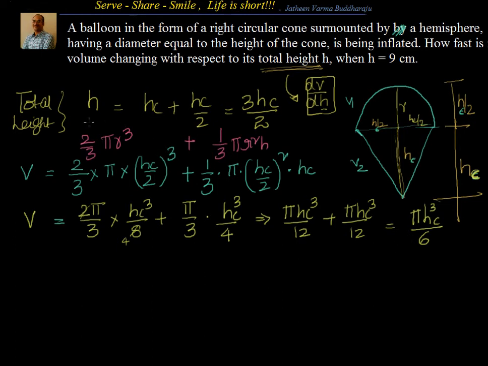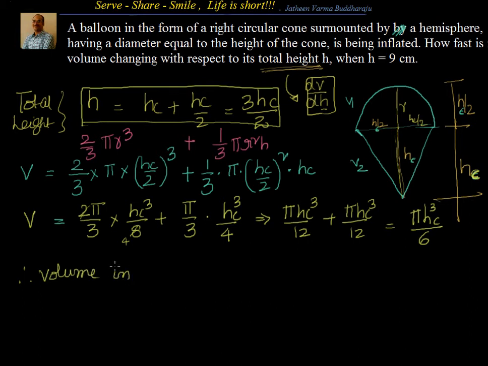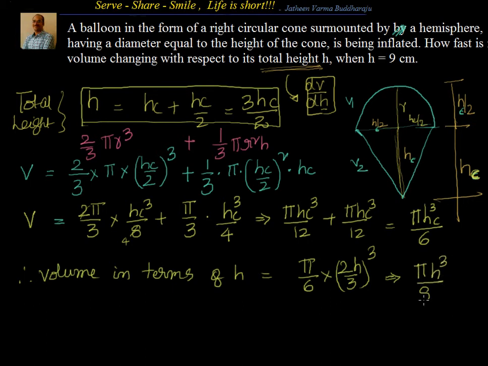So let us convert this into h, because we know h equal to 3hc by 2, or can I say hc equal to 2h by 3. Therefore volume in terms of total height h is equal to pi by 6 into hc cube, that is equal to 2h by 3 whole cube, that's equal to pi h cube divided by 81.